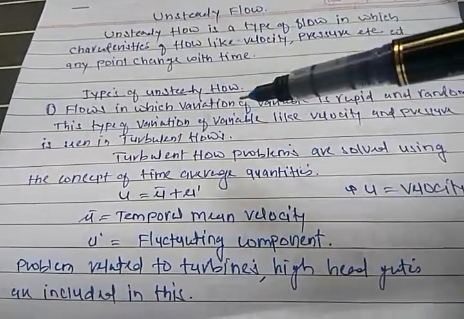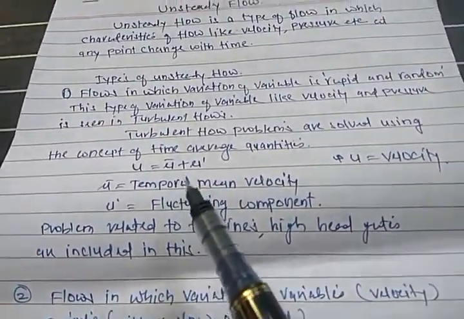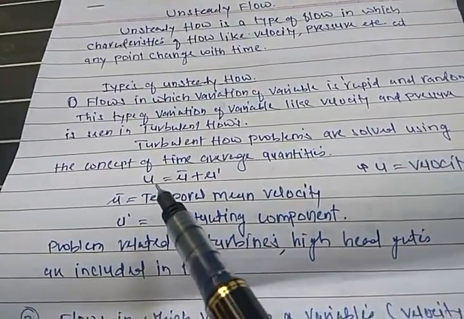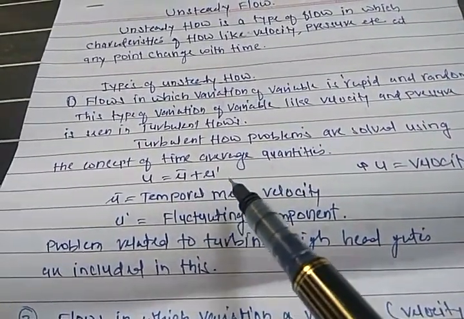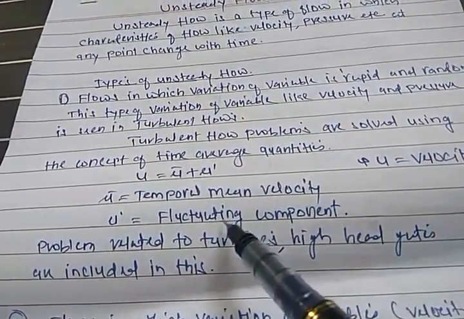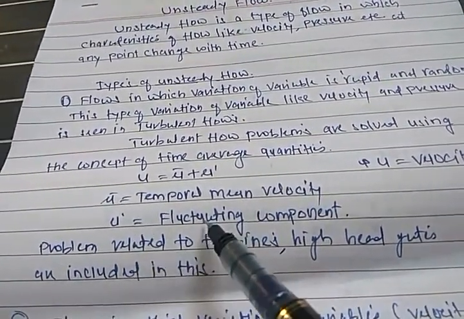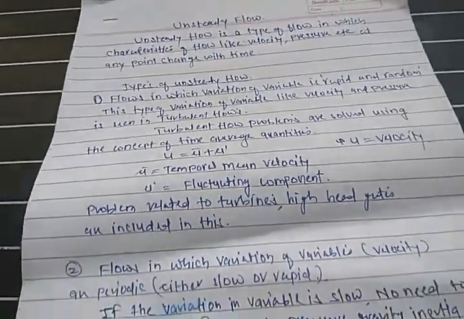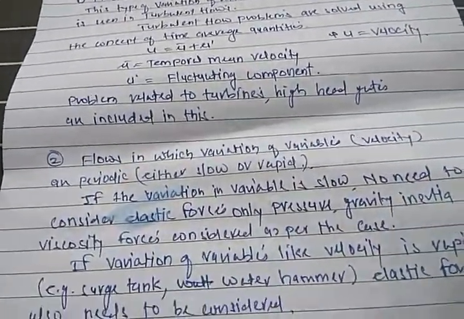In turbulent flow, for example, if we want to take the average of velocity, say u, then we take it as u bar plus u dash, where u bar is the temporal mean of that quantity and u dash is the fluctuating component. So this is the first type, how we deal with it, the turbulent type.